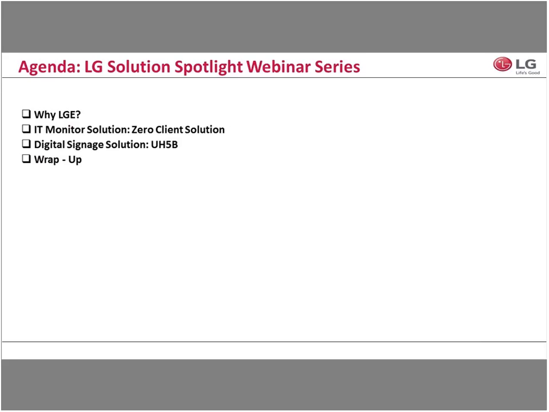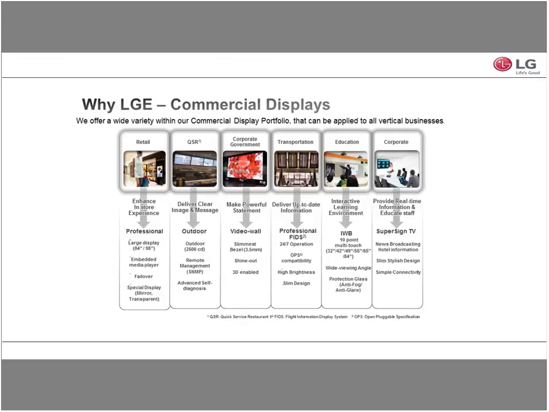So let's take a look at our agenda for today. First, we'll talk about why LG Electronics and why choose LG in the first place. What makes us different? We'll talk about that. And then we'll dive into our IT monitor solution and our Zero Client solution. From there, we'll move on to our digital signage solution in the UH5B. So that is a large format display. And then we'll wrap it all up and give you some closing remarks, and then you'll be on your way to finish up the rest of your day. So let's go ahead and get started.